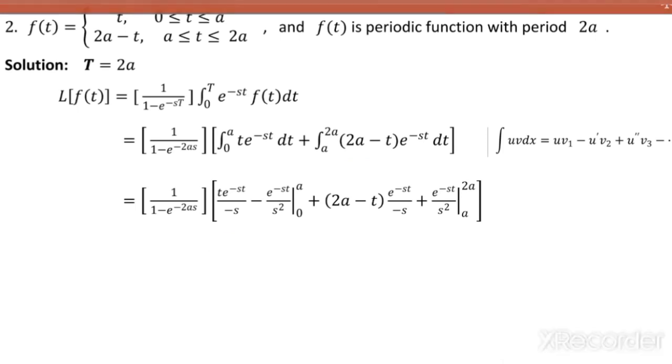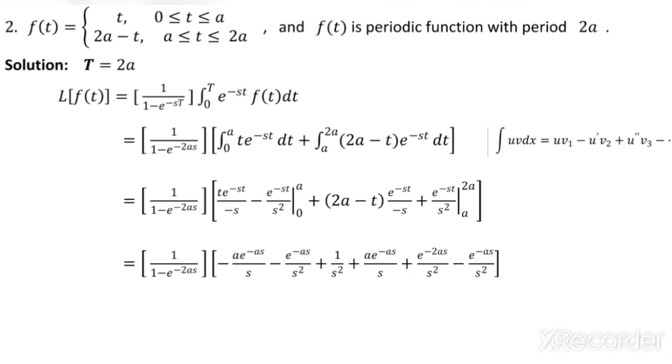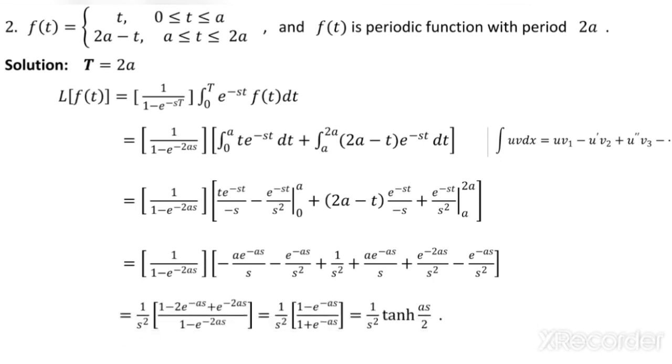So the next step, substitution. After applying the limit, carefully apply this. Now further you can simplify by taking s square as LCM. So if I take s square as LCM, we have 1 by s square, we can take it out. Numerator now simplifies to 1 minus 2 e power minus as plus e power minus 2as, divided by 1 minus e power minus 2as.